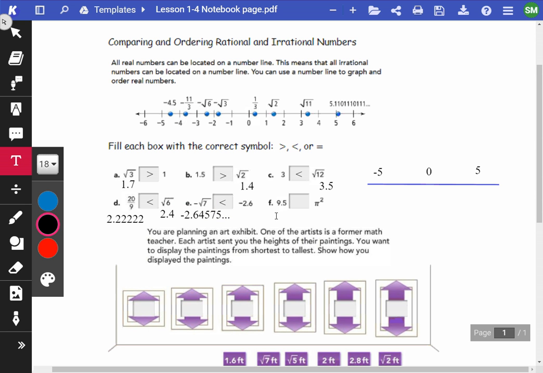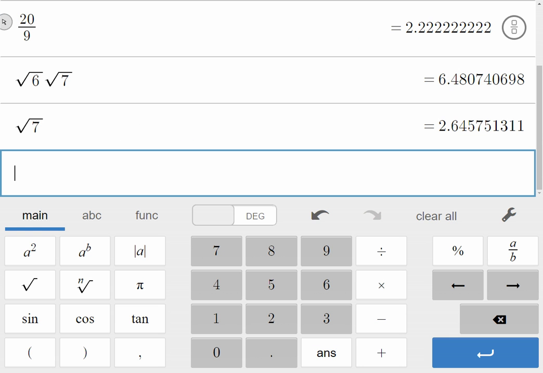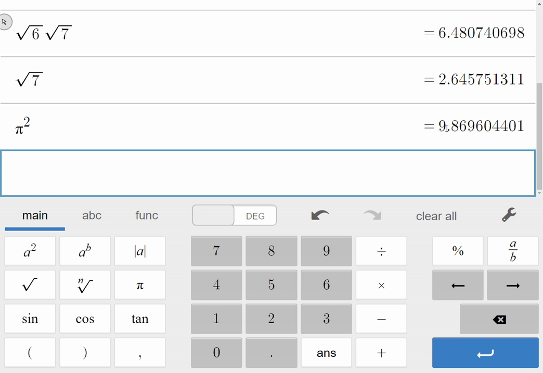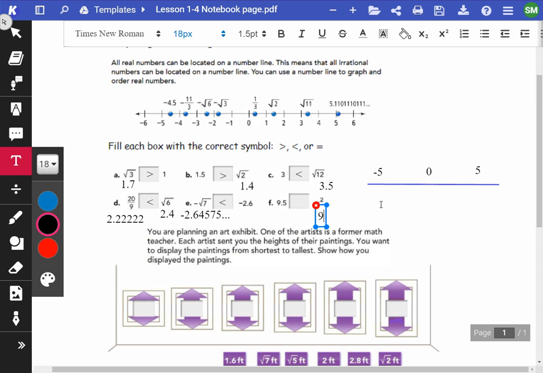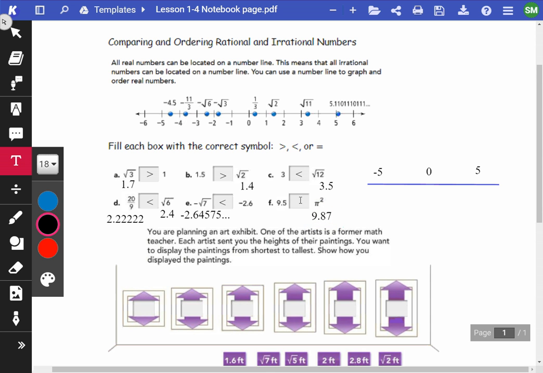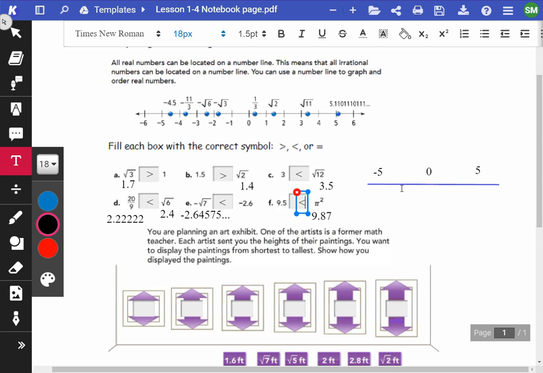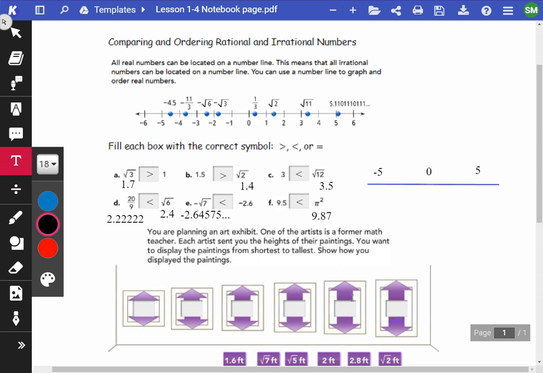We have 9.5 compared to pi squared. So luckily I've got a pi key on my calculator. I'm going to go pi, and then look at this over here, a squared key that will square that. So 9.8696. I'm going to call that 9.87. Is that bigger or smaller than 9.5? It's bigger, so I'm going to put a less than sign here because 9.5 is less than pi squared.